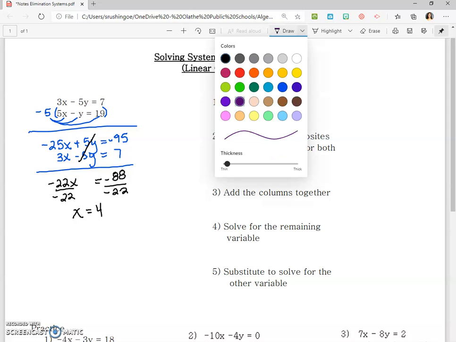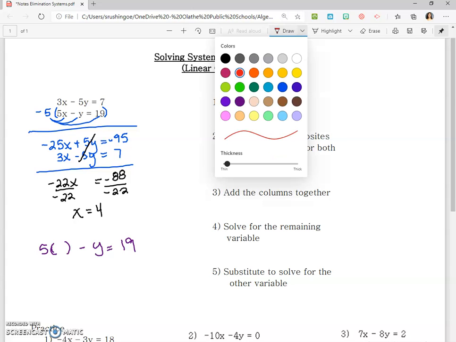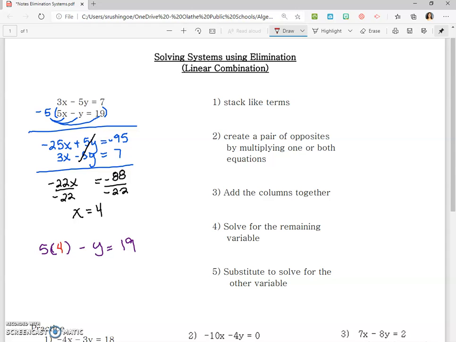So we've got the first part, and now we need to substitute and solve for the other variable. So we've got 5x minus y equals 19. So I'm using that bottom equation there, and I'm just going to plug my 4 in for x. So 20 minus y equals 19. Subtract 20. -y is equal to -1, which we don't want -y, we want +y. So we end up with y is 1. So my solution is going to be 4, 1.